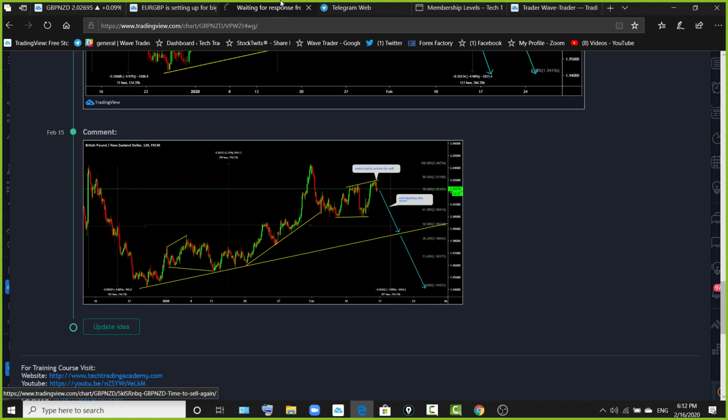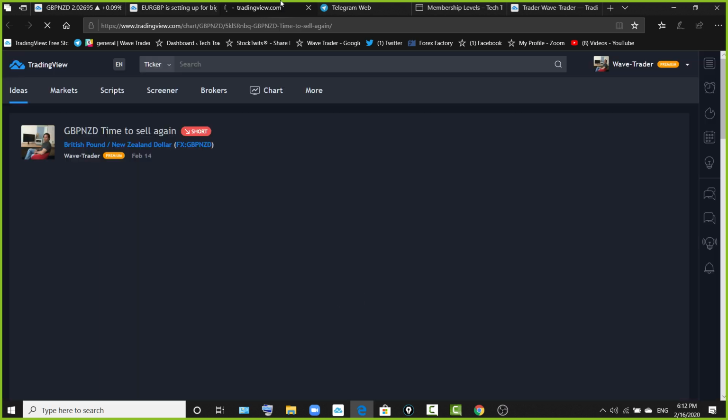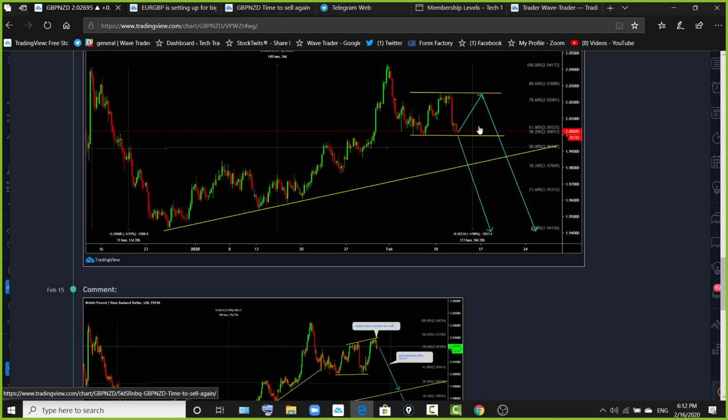Now for next week, price is sitting at a very good spot. You're looking for the pound New Zealand dollar to drop from there, the way it dropped in the previous flat formation, this flat formation.